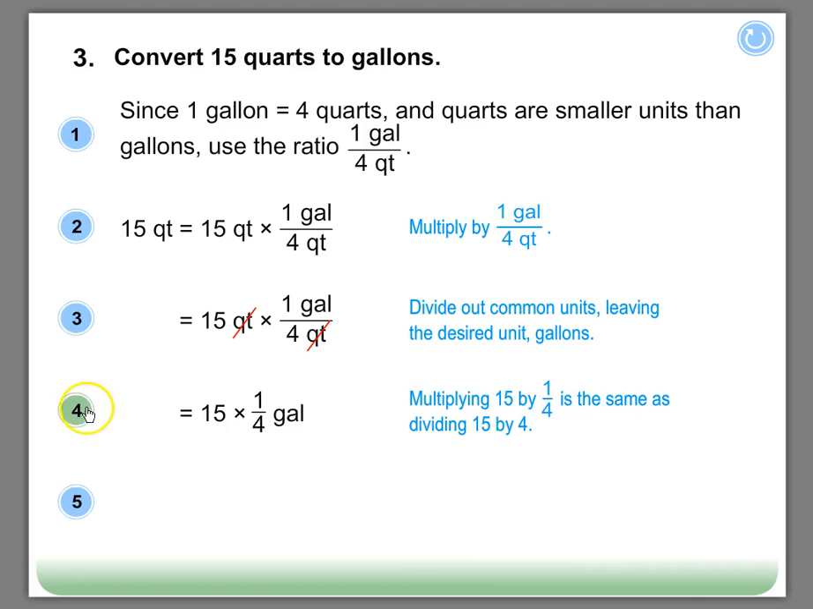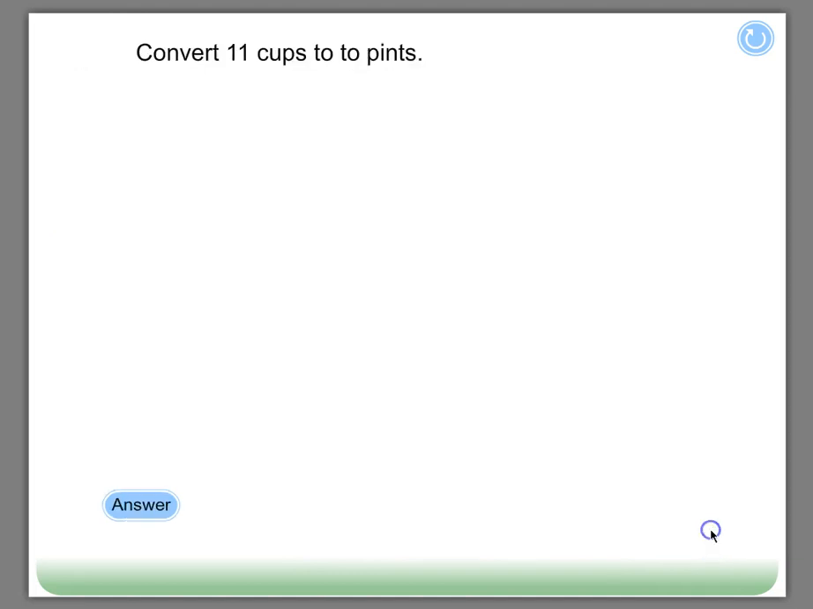15 times 1/4 gets us 3.75 gallons. So 15 times 1 is 15, and 15 divided by 4 gets us 3.75, or that would also come out to be 3 3/4 if you're reading it as a fraction. I will accept either answer.